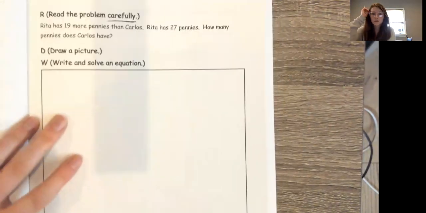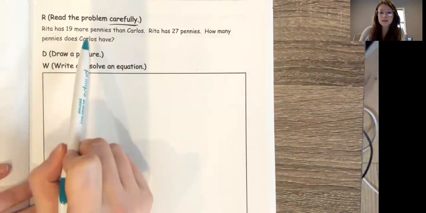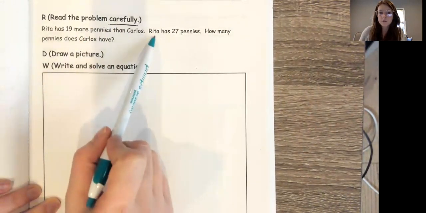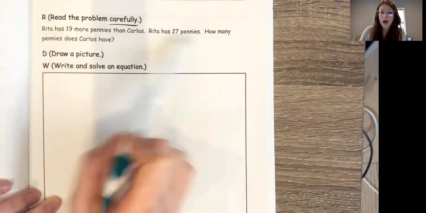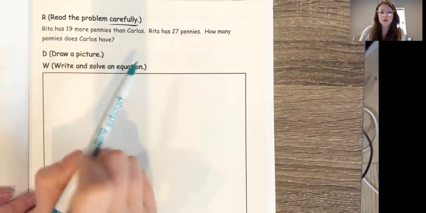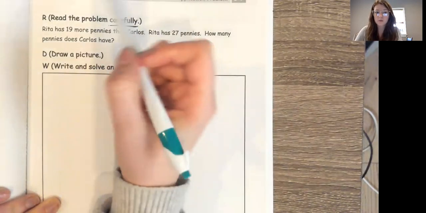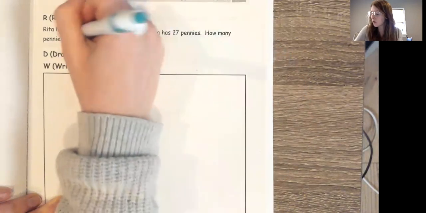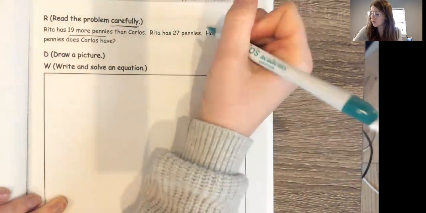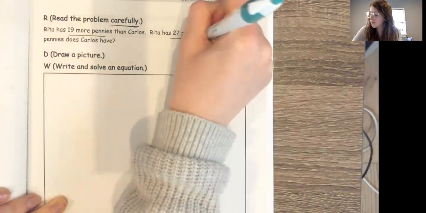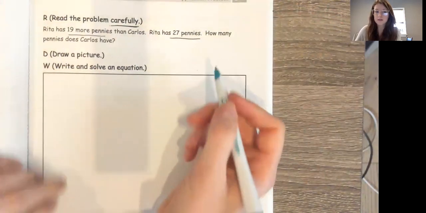Okay, so my problem for today says Rita has 19 more pennies than Carlos. Rita has 27 pennies. How many pennies does Carlos have? Okay, so there are a few things that we already know from this problem. We know that Rita has 19 more pennies than Carlos. We know she has 27 pennies, but we don't know how many Carlos has.